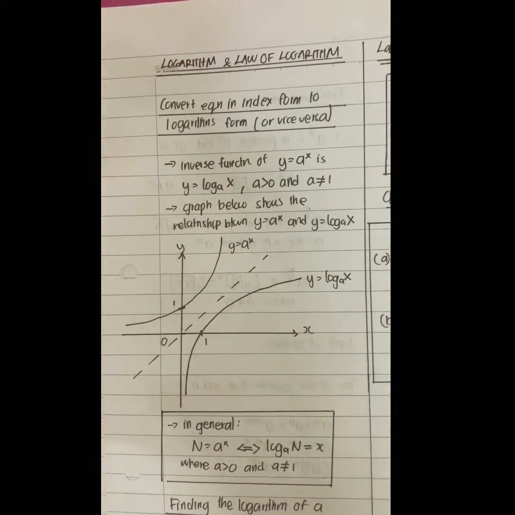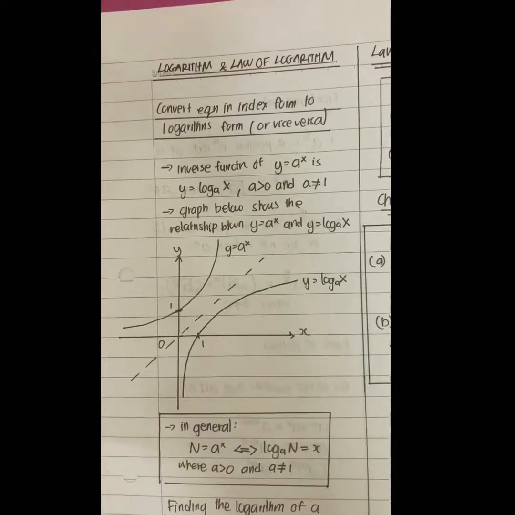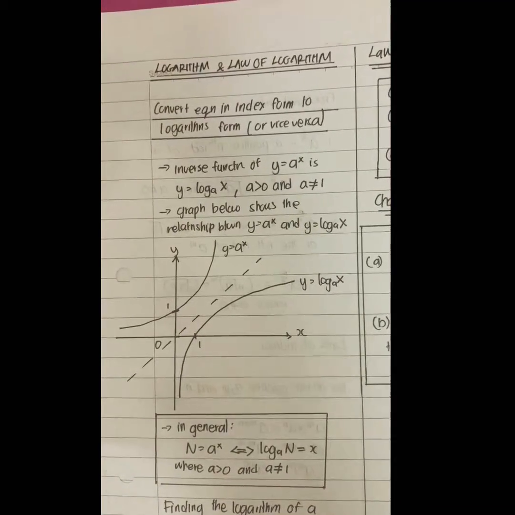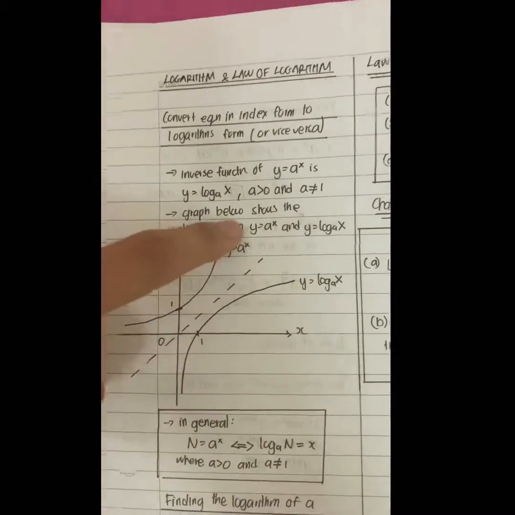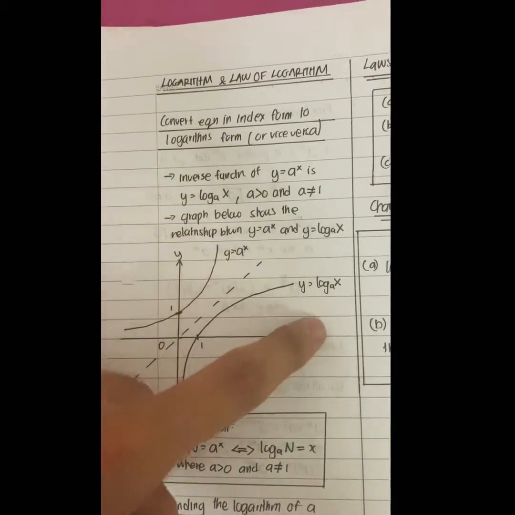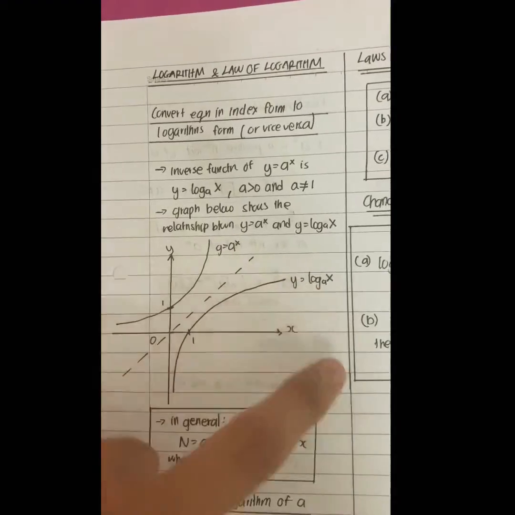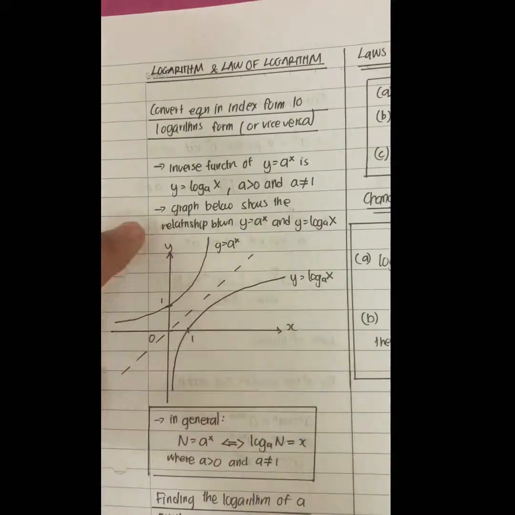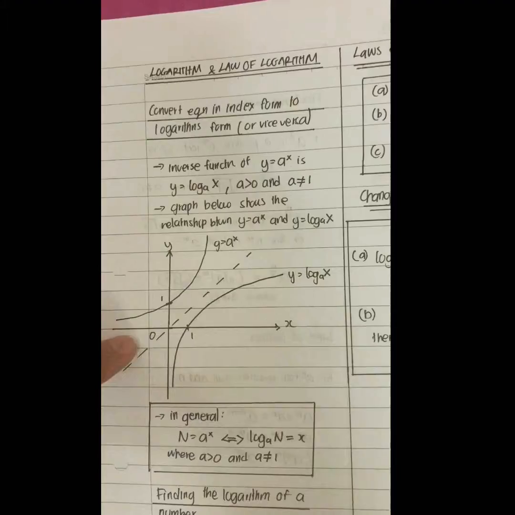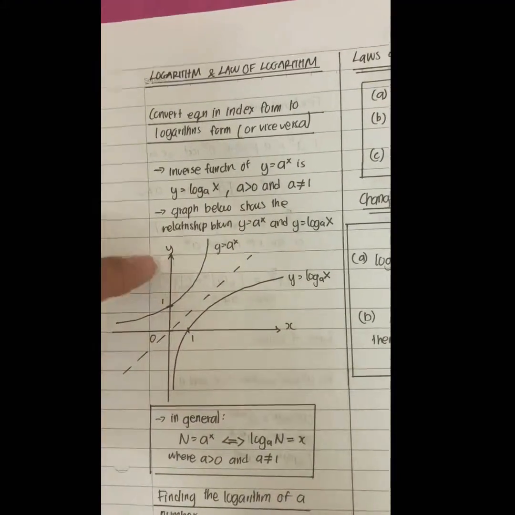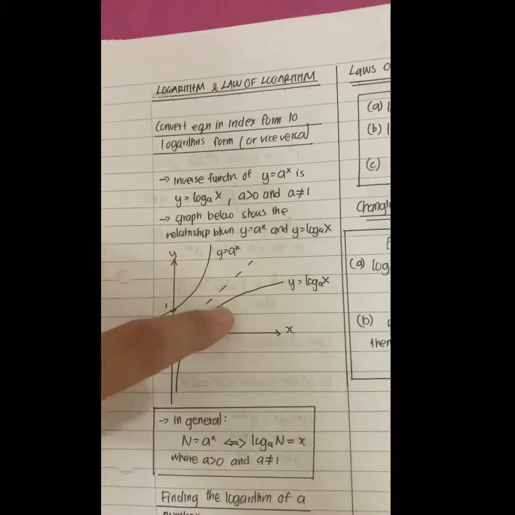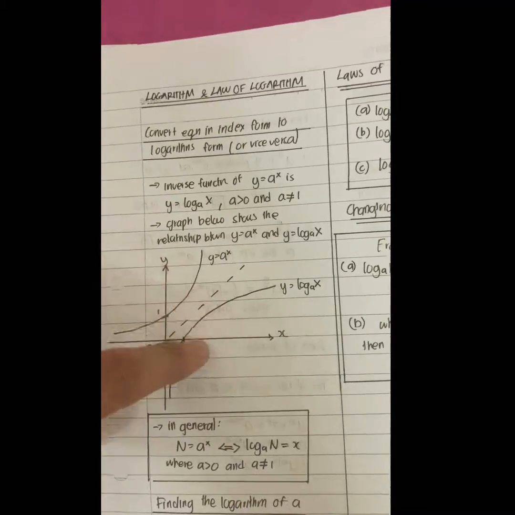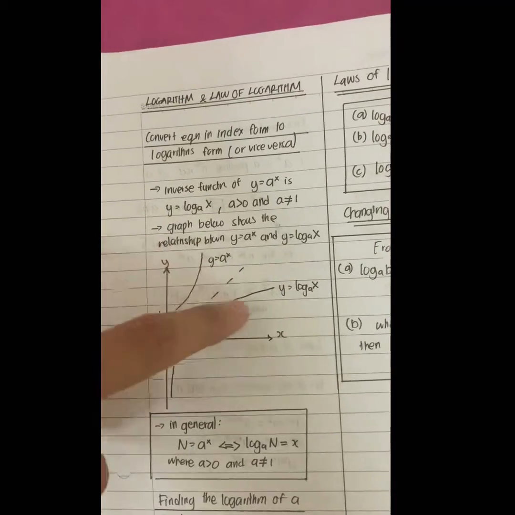Okay, the graph below shows the relationship between y equal to a to the power of x and y equal to logarithm x to the base a. This is y equal to a to the power of x, and here is y equal to logarithm x to the base a. X, y, 0. This is symmetric. It shows that the curves are inverses. This one is the inverse of this one.